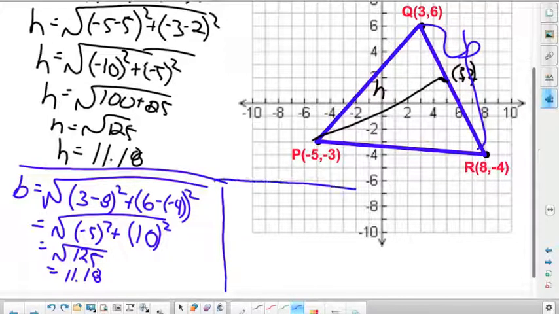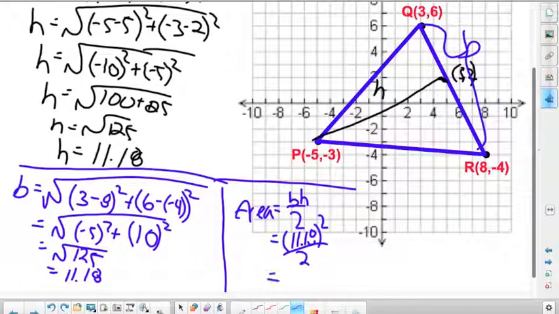So therefore, area is base times height over 2, which is equal to 11.18 squared divided by 2. Someone put that in the calculators for me. 62.49 units squared. Okay. Excellent work.